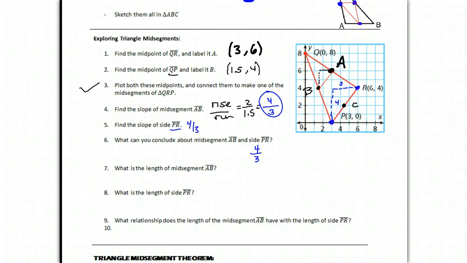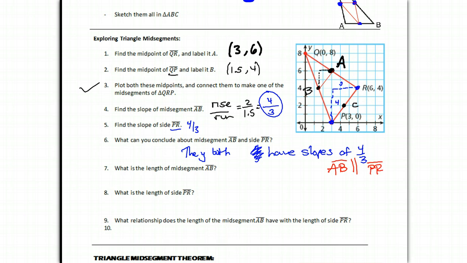So what can you conclude about the midsegment AB and PR? They both have slopes of 4/3. Or the slopes are the same. Another thing that you can conclude, if the slopes are the same, we know that AB is parallel to PR. And there's the lines on top. So that's what we figured out there, but now we're going to look at the length.